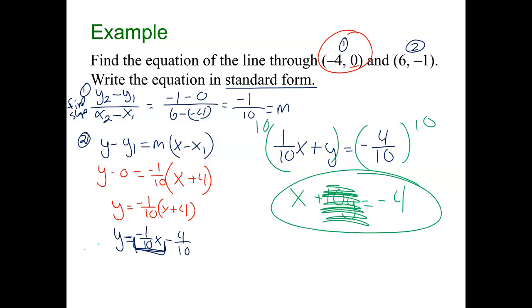It goes away. 10 times 0 is 0. It goes away. There's my x-intercept, negative 4, 0. Okay? Same thing for finding the y-intercept. We set x equal to 0. It makes that term go away. And then I can solve for y to get my y-intercept.